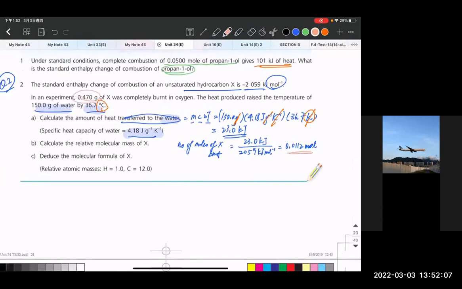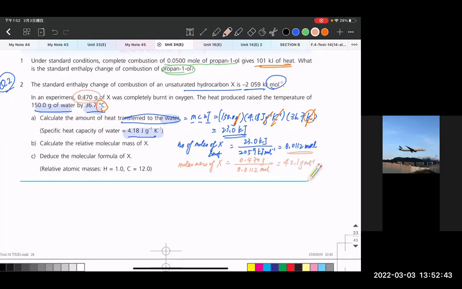Can you calculate the molar mass of X? You can, right? The molar mass of X should be gram per mole. 0.470 gram over 0.0112 mole. Hold the data in your calculator, so 0.470 divided by the answer. So here comes 42.1 gram per mole.